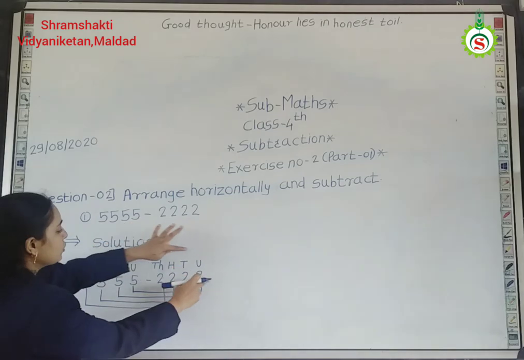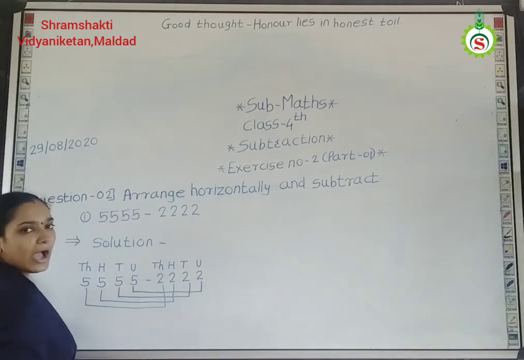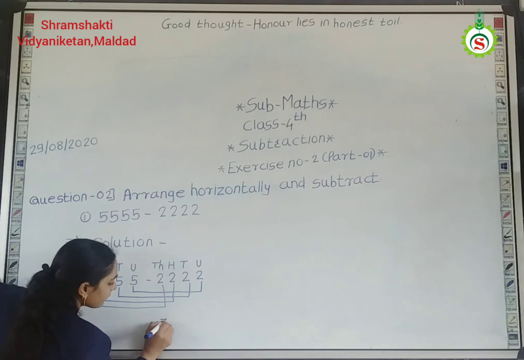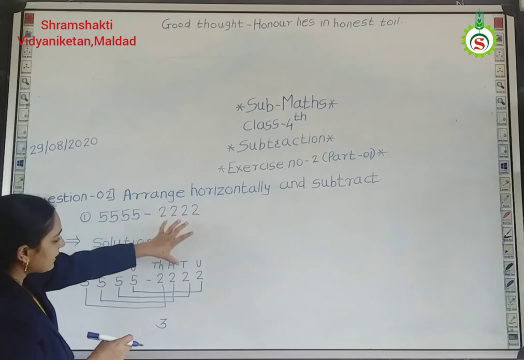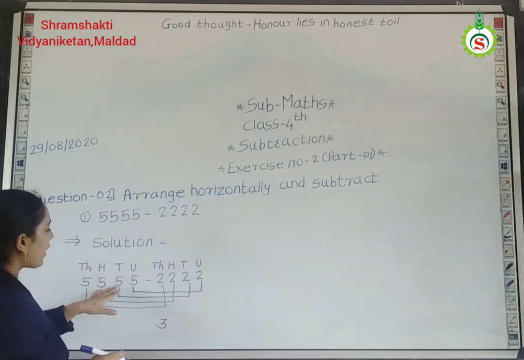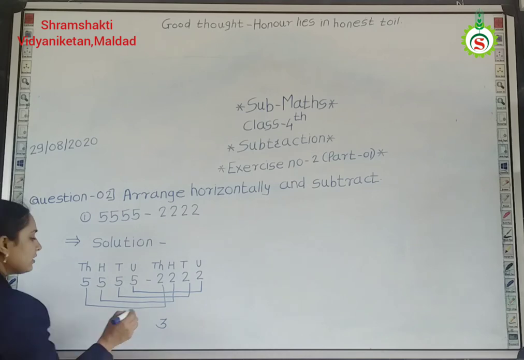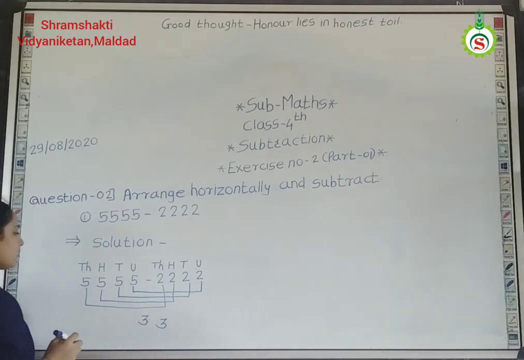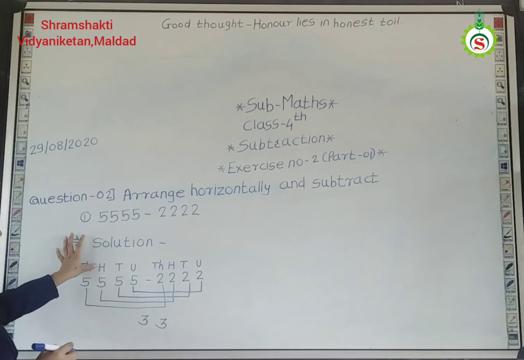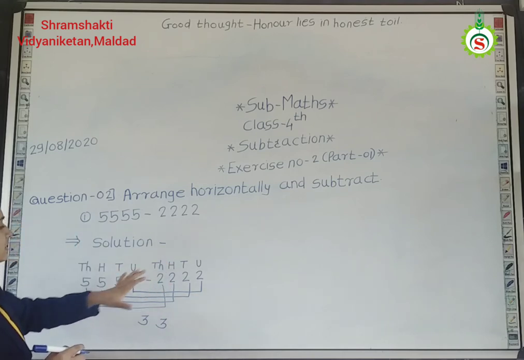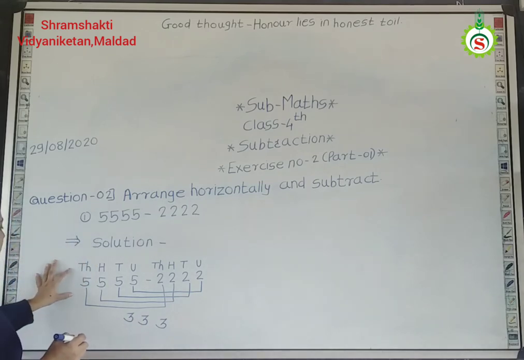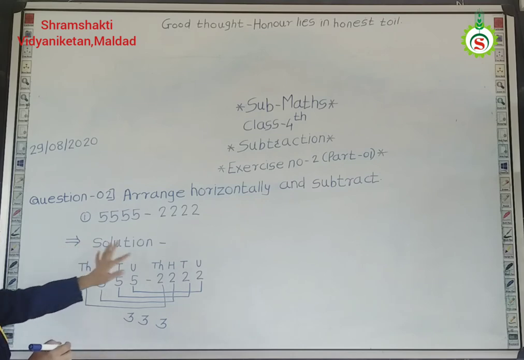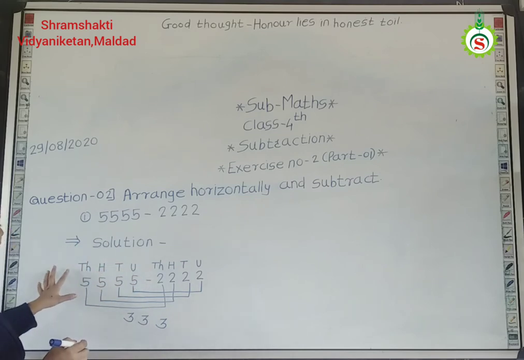Here, units. 5 minus 2. How much? 3. Then next place, tens place. Here 5 tens and here 2 tens. Therefore 5 minus 2. How much? 3. Then hundreds place. 5 hundreds minus 2 hundreds. How much? 3 hundreds. And last place, thousands place. Here at thousands place 5 and here at thousands place 2. Therefore 5 minus 2. How much? 3.